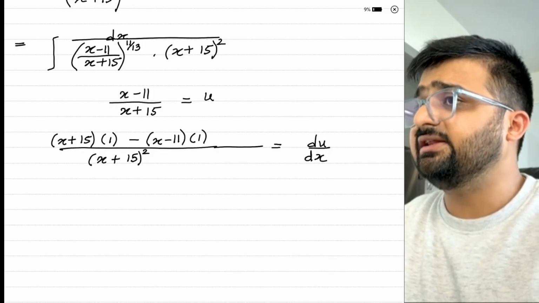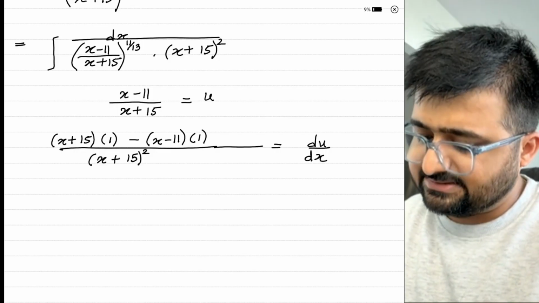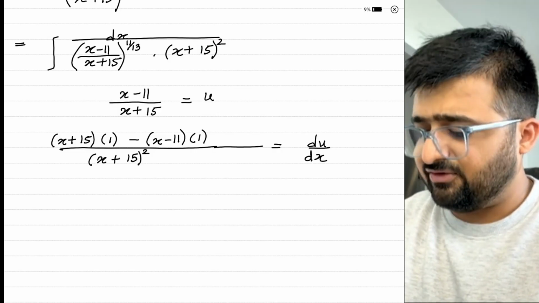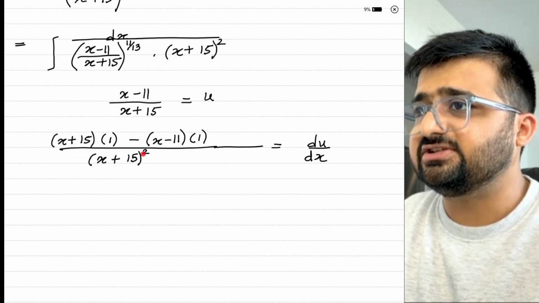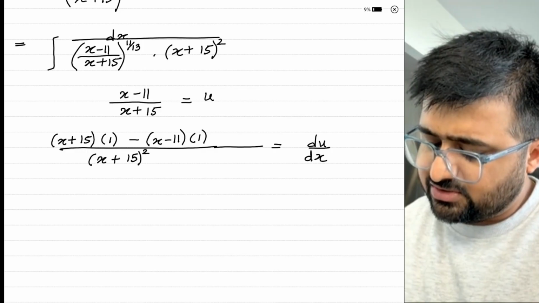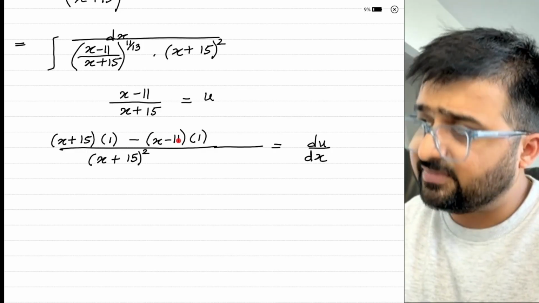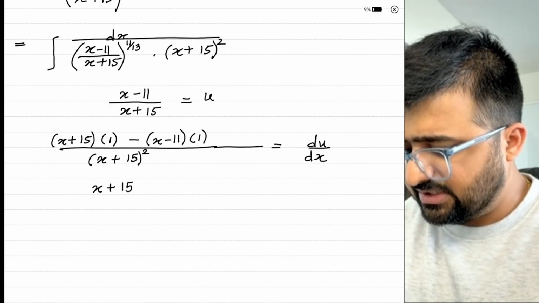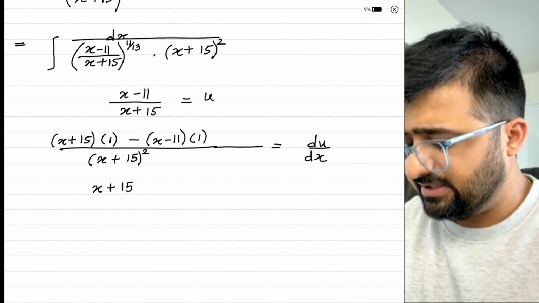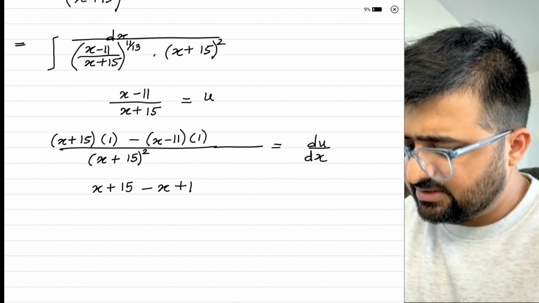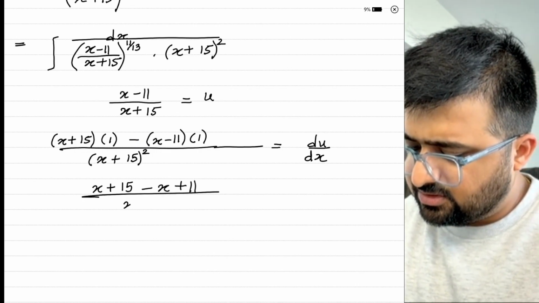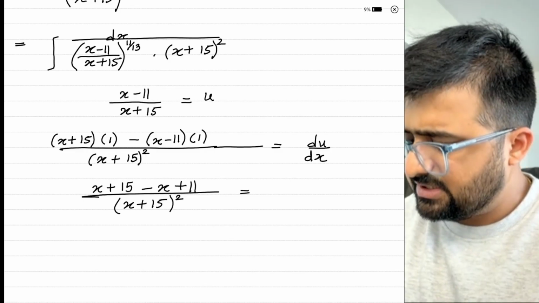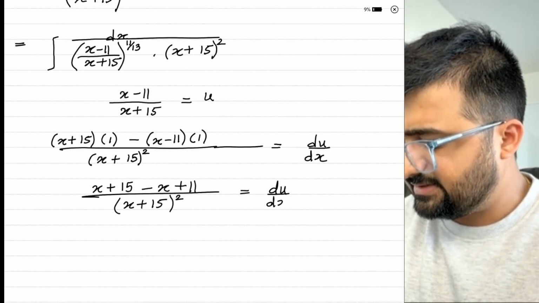We are differentiating that u with respect to x. Now let's simplify this. If you notice carefully, x plus 15 to the power 2 is getting generated over here, so that's a good thing. So what you can do now is just simplify the numerator. So you have x plus 15, that minus will just get multiplied inside, so you have minus x plus 11, divided by x plus 15 the whole square, is equal to du by dx.